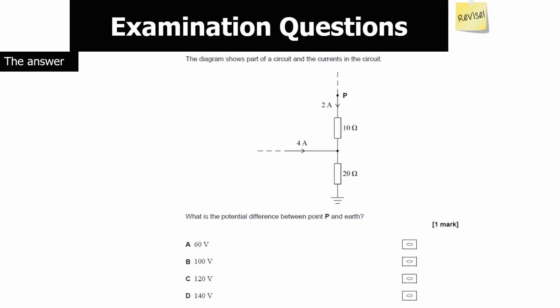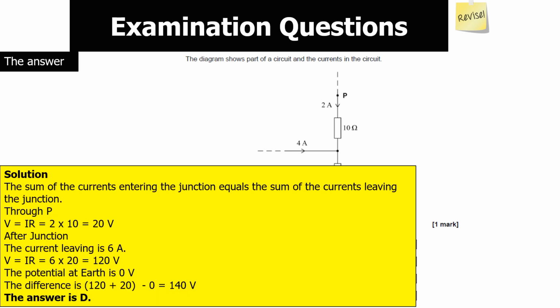Right, so for this one, you've got to work out what the potential is going to be at P and then after it in the junction, and work it out as the difference from the Earth. So we know that the sum of the currents entering a junction equals the sum of the currents leaving the junction. So with P, we know I is 2 and we know that R is 10. So the volts across the resistor at P is 20 volts.